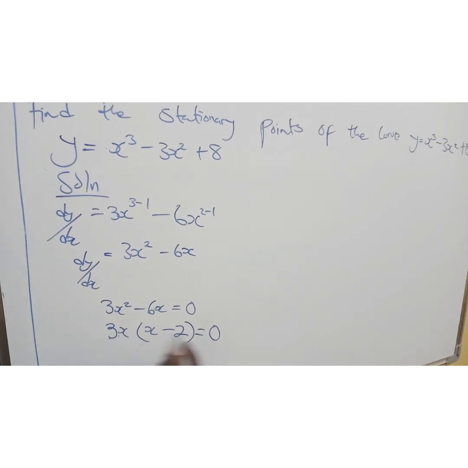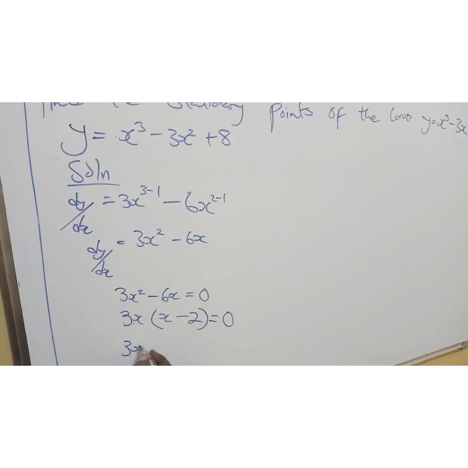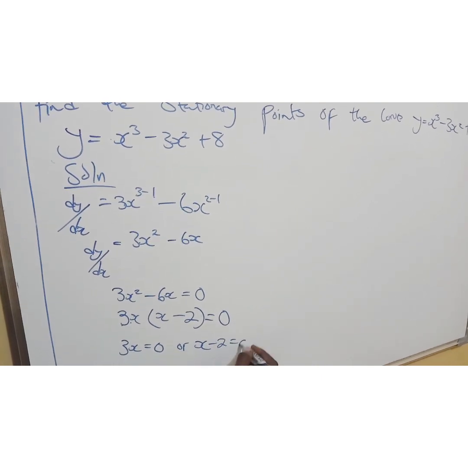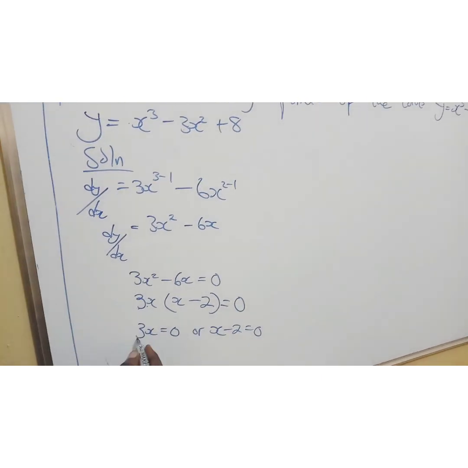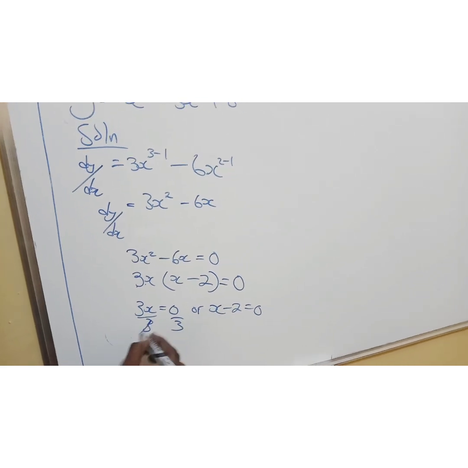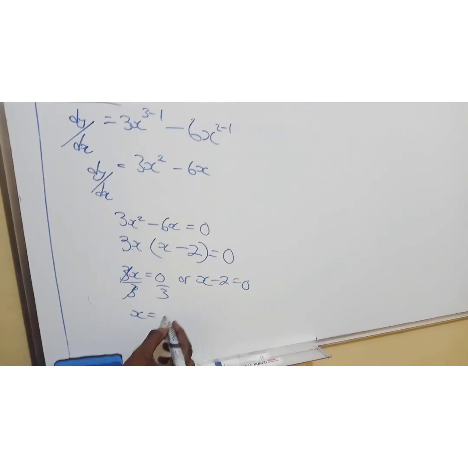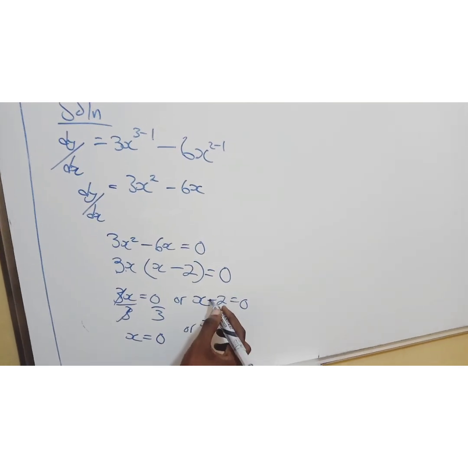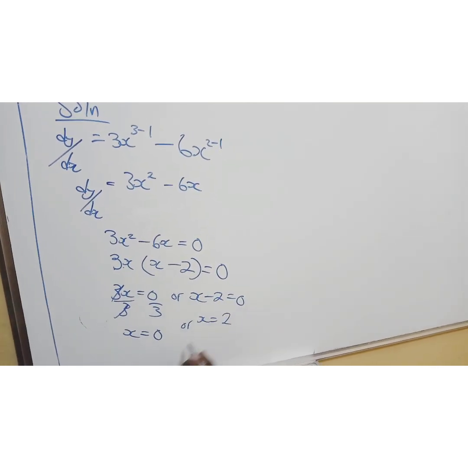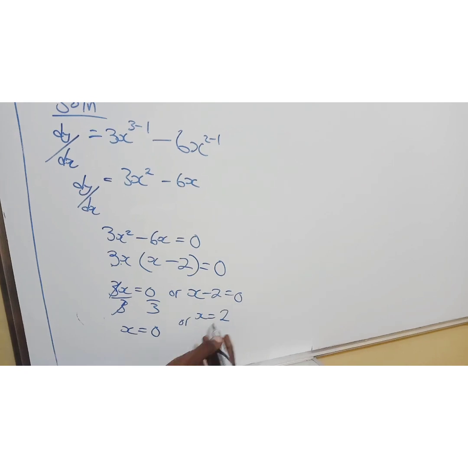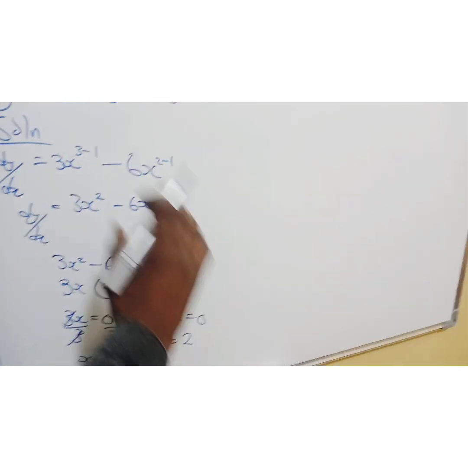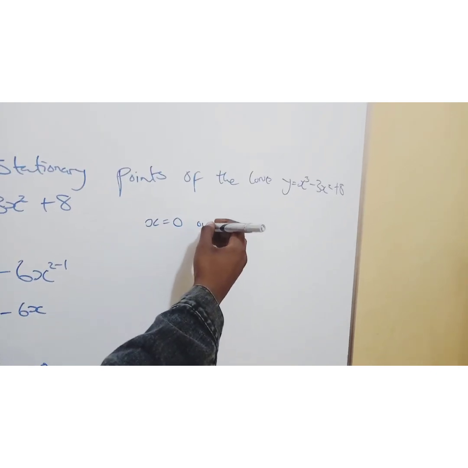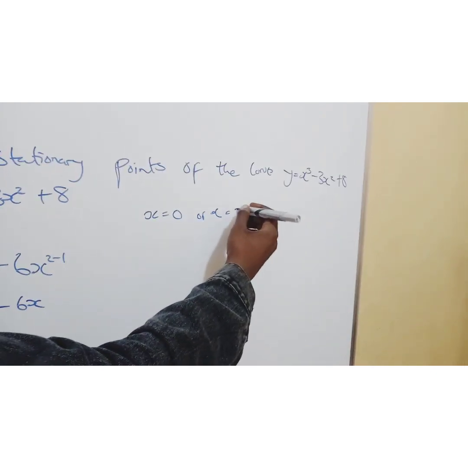So this is 3x is equal to 0, you get that, or x minus 2 is equal to 0. So over 3, over 3, this will cancel. x is equal to 0, or x is equal to, this goes to this side, becomes plus 2, because 0 plus 2 is 2. So you have your x as 0, or x is equal to 2.